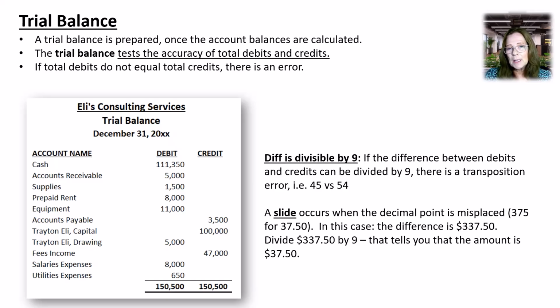Now, in a computerized accounting system, the total debits always equal the total credits in the trial balance because that is checked automatically as you load or enter journal entries into the system. You wouldn't be able to record a transaction that doesn't balance.